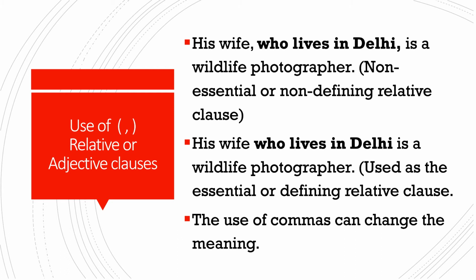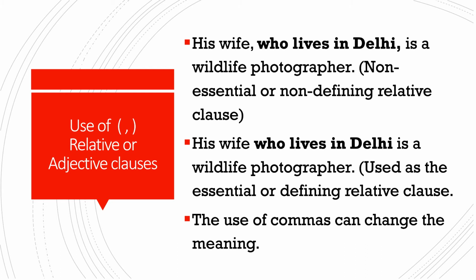Let's take up one more example. In this sentence, we have the relative clause in the middle of the sentence. For example, his wife, who lives in Delhi, is a wildlife photographer. In this sentence, who lives in Delhi is a non-essential relative clause. So we will use commas. We will use two commas. First at the beginning of that relative clause and second where this relative clause ends. So his wife, comma, who lives in Delhi, comma, is a wildlife photographer.